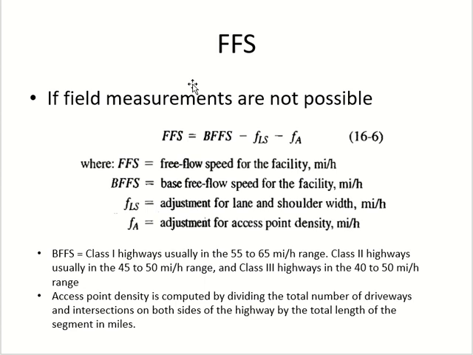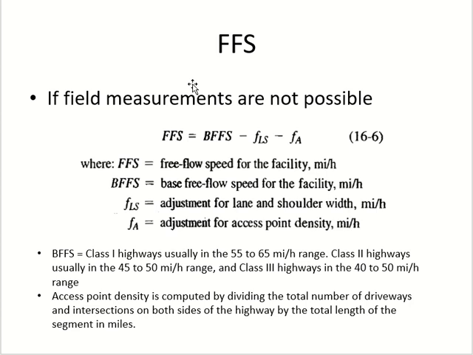Okay, so these two things we already used for multi-lane highways as well. There was base free flow speed there, and there was factor for access point adjustment. But FLS is something new, which is the factor for lane and shoulder width.